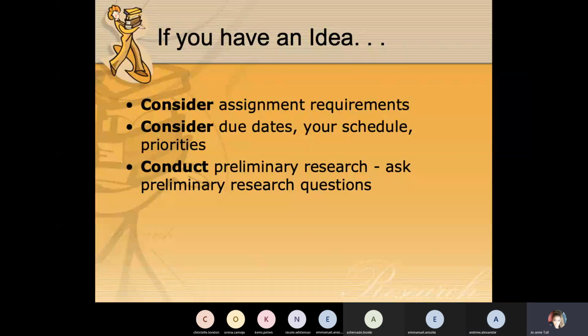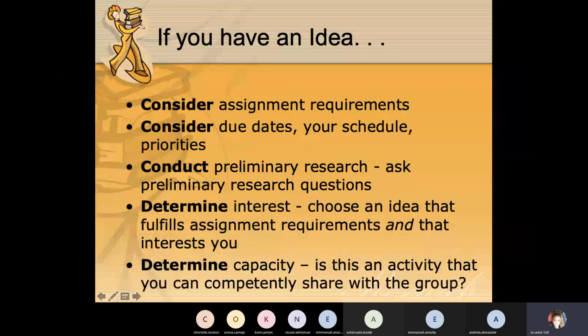One of the things that you would want to start doing is to conduct preliminary research. Ask questions. Ask me questions. Ask your other lecturers questions. Ask experts questions. Ask Siri questions. Ask Alexa. Ask preliminary research questions. The reason why is so that you are sure that what you are thinking of doing is a thing.